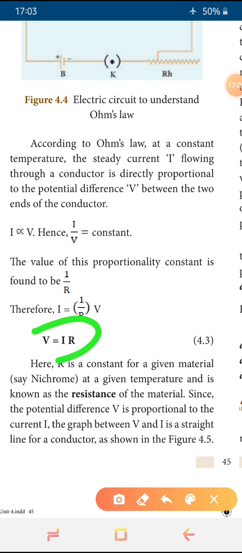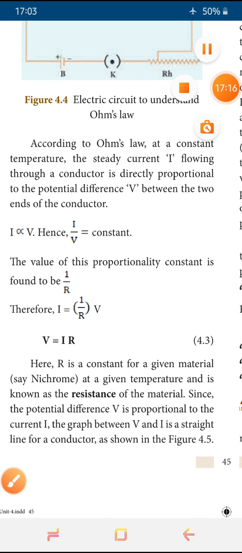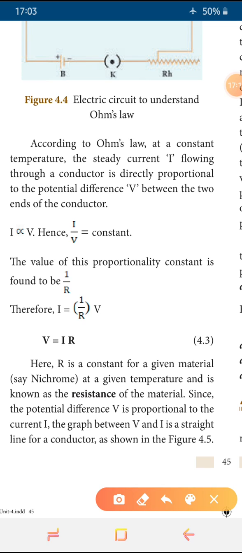And see this equation, V is equal to IR. V is potential difference, I is electric current that we know very well. Then what is R? Here R is constant. R is nothing but resistance. If you are using any material, for example nichrome or copper or silver, anything, for that particular material the resistance is constant. That is the meaning here. The resistance is constant when V is proportional to electric current. The condition is at constant temperature.